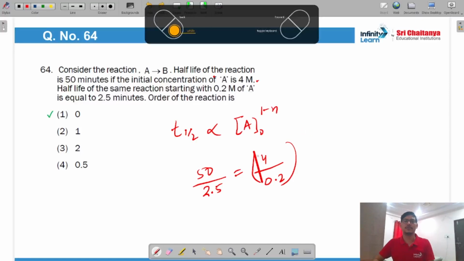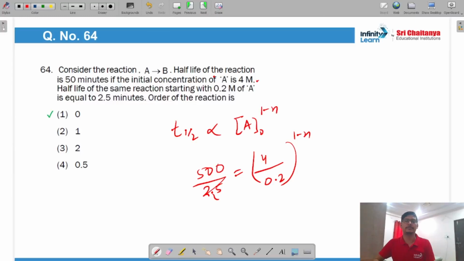All right, so you solve this, guys. 1 minus n you can solve for, right? This would be 20. Likewise this would be 20, so 20 raised to power 1 is 20 raised to power 1 minus n, so of course n is 0, right? So this is a zero order reaction.